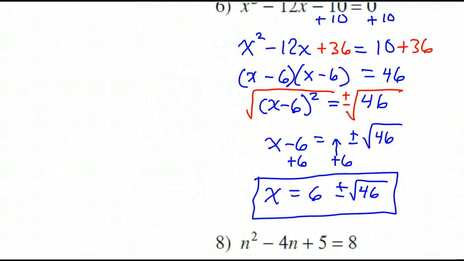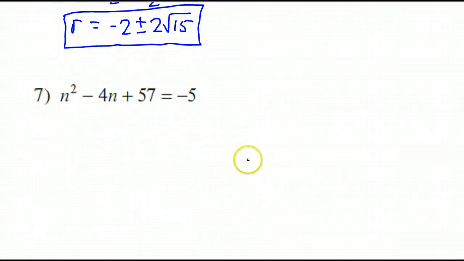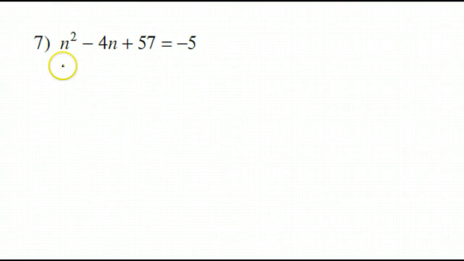All right. Number 7. All right, I think I'm going to start going a little faster now. We've done several, and they're very similar. So I'm going to try to accelerate the process a little bit.